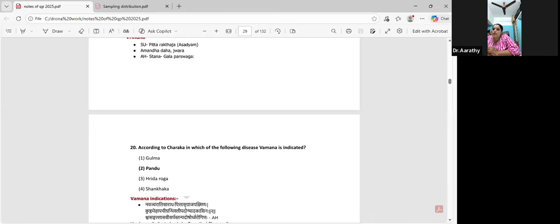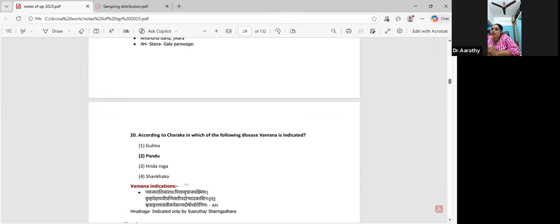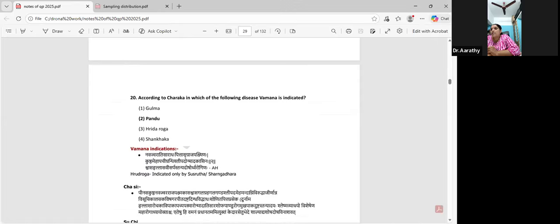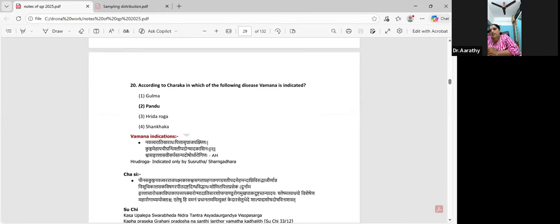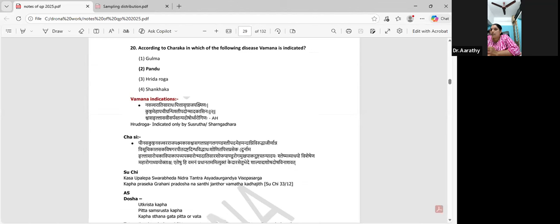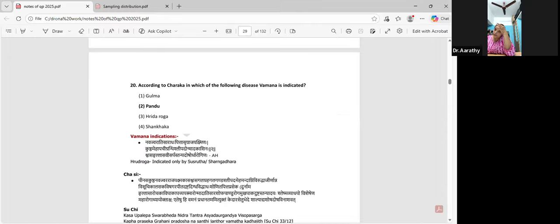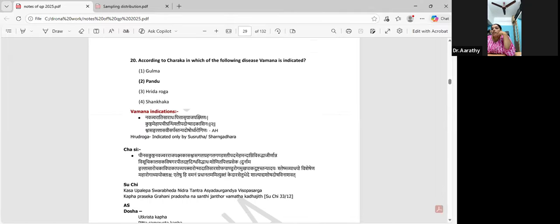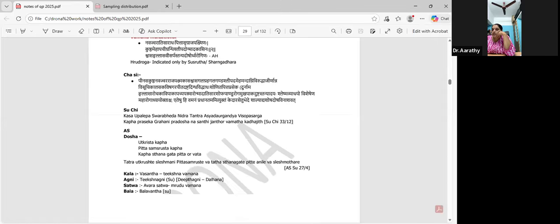Then the next question is, according to Charaka, in which of the following diseases is Vamana indicated? So the indications and contraindications of Vamana, Virechana, Vasti, Snehana, Anuvasana, Asthapana, Nasya, all these are very important. You need to study each and every indication and contraindication regarding Panchakarma. Okay, that was a direct question.